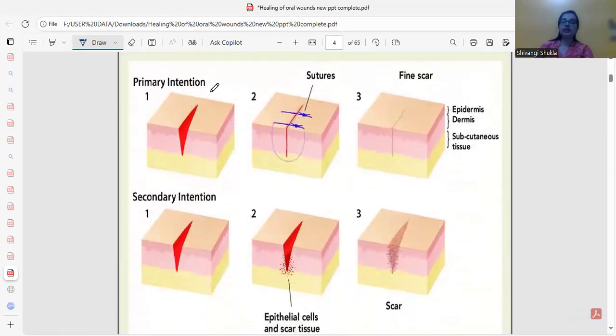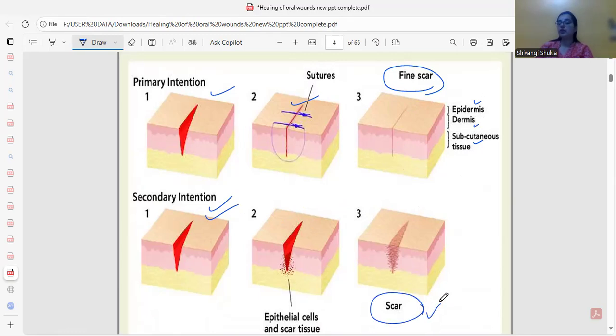So here we can see the pictures. This is primary intention, this is secondary intention. यहाँ पे sutures देंगे, बहुत fine scar आएगा, epidermis है, dermis है, subcutaneous tissue है. Without any scarring the tissue will get healed. Secondary intention के केस में every time there would be a scar formation.